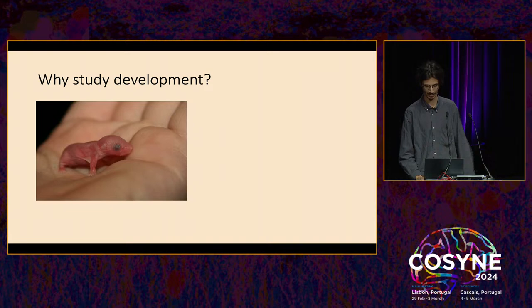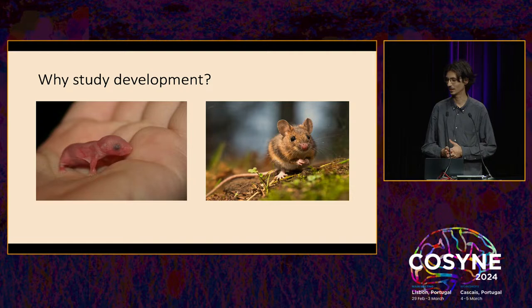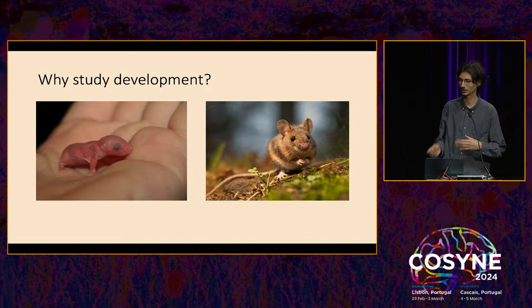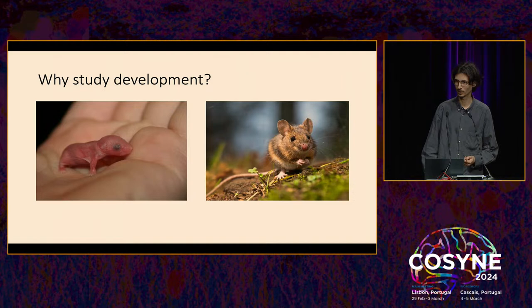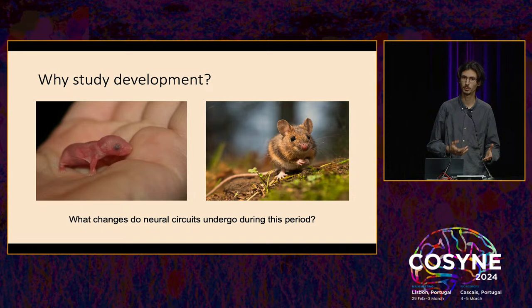And in just a matter of a few weeks, the same mouse would look more like this. And here you see that it has these beautiful whiskers, its eyes are open, and it can navigate its environment perfectly well and survive on its own. So what I'm really interested to understand in my PhD is what are the changes that neural circuits undergo during this period that allowed this mouse to survive in its natural habitat.